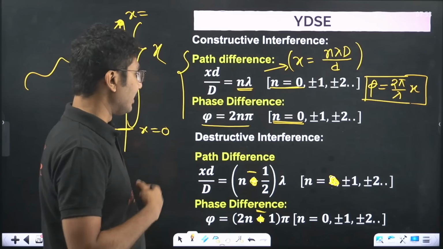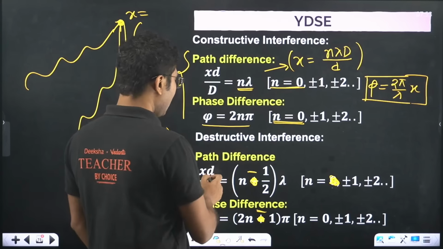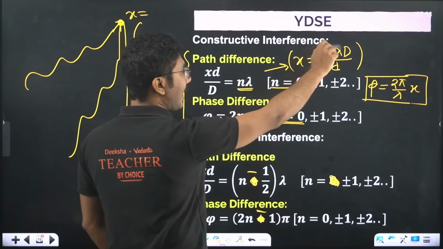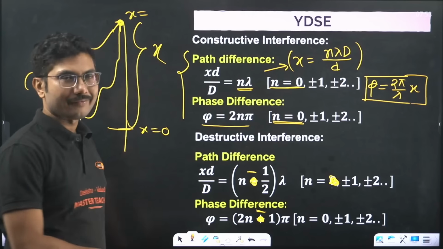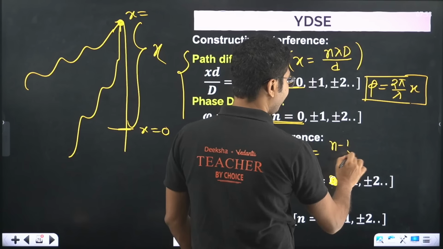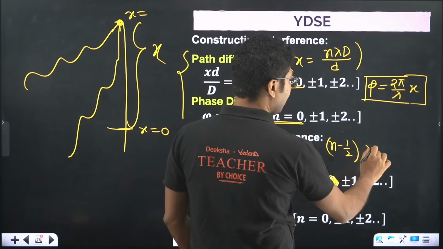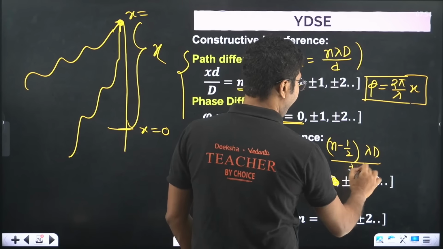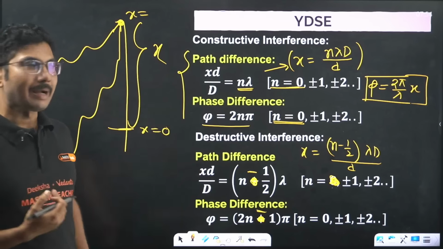Now for destructive interference, it is almost the same, only there is an n minus half. The formula is the same, x equals (n minus half) lambda D by d. Okay, instead of n it becomes n minus half.